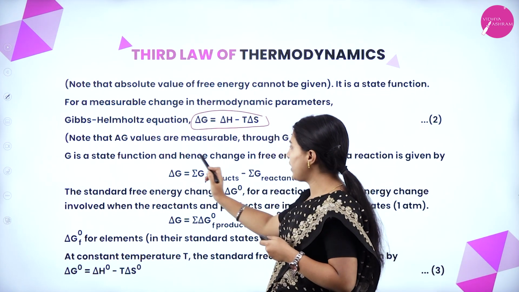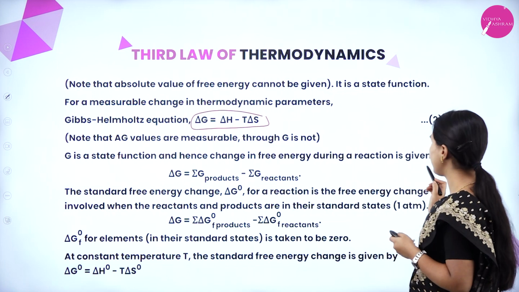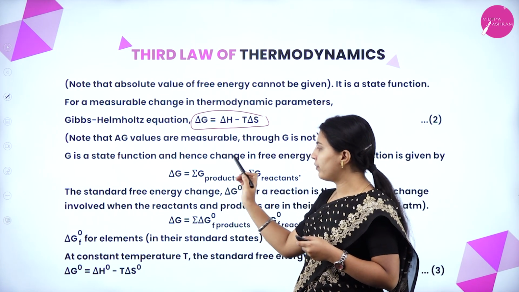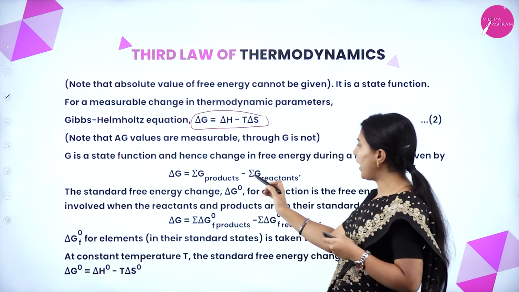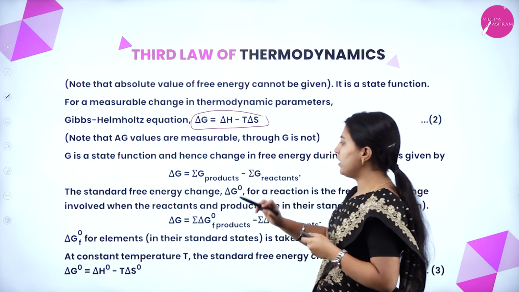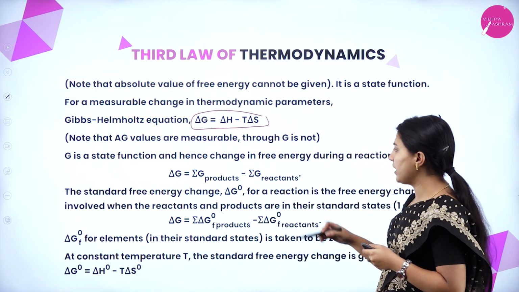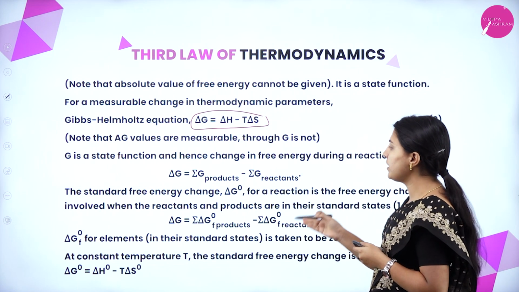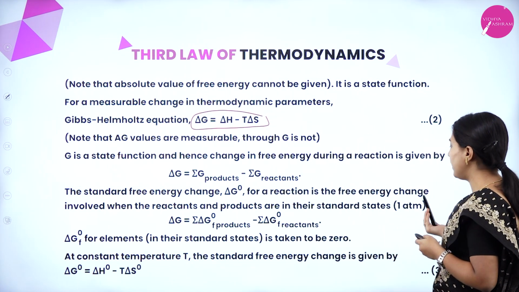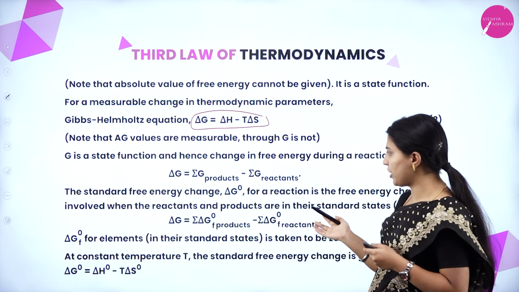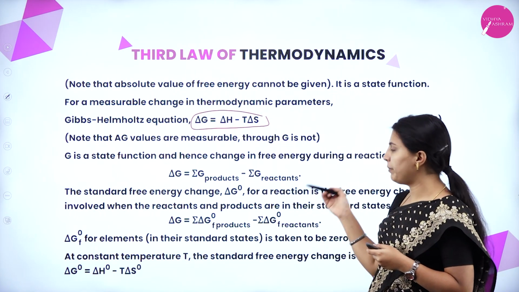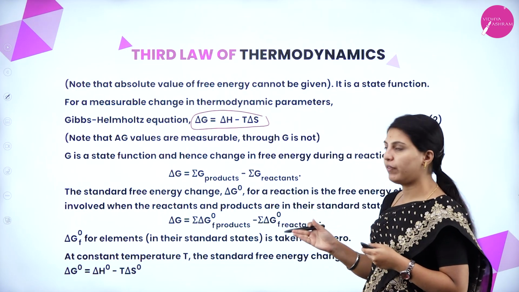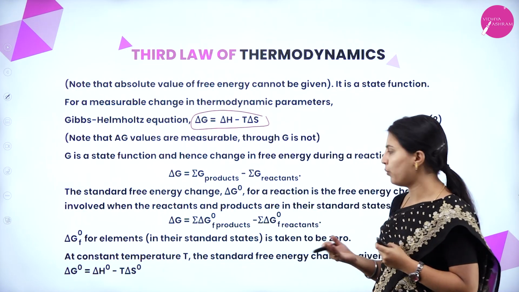G is a state function and hence change in free energy during a reaction is given by delta G equal to summation of G in products minus summation of G in reactants. The standard free energy change, that is delta G naught for a reaction, is the free energy change involved when the reactants and products are in their standard states. At 1 atmospheric pressure, the standard free energy will be delta G naught for a reaction, the free energy change which is involved in reactant and also product side.